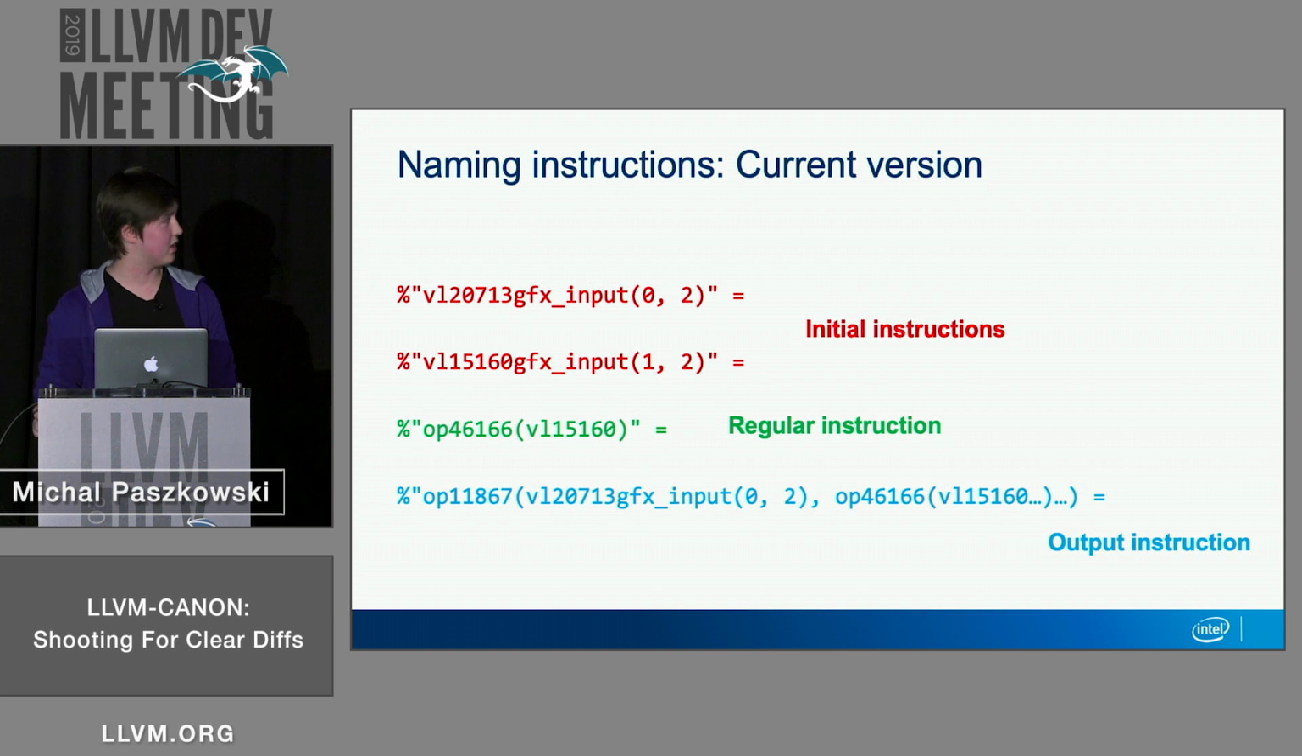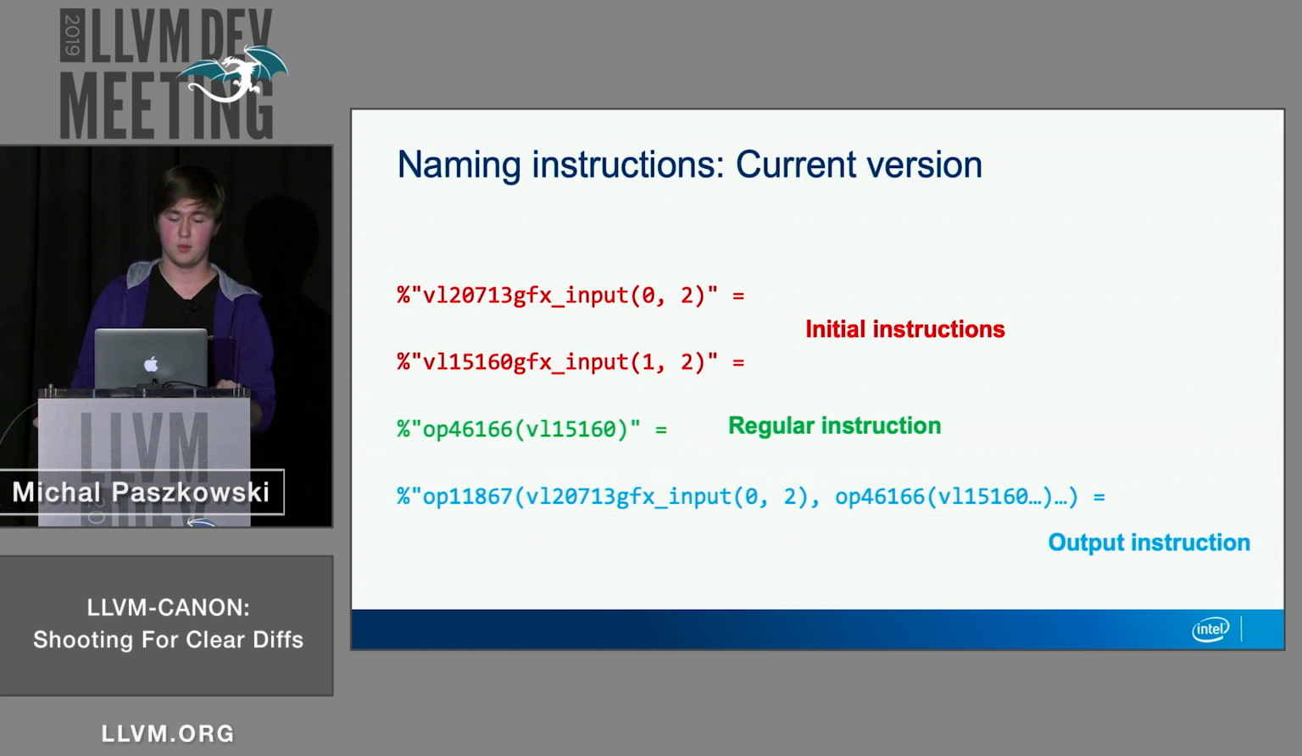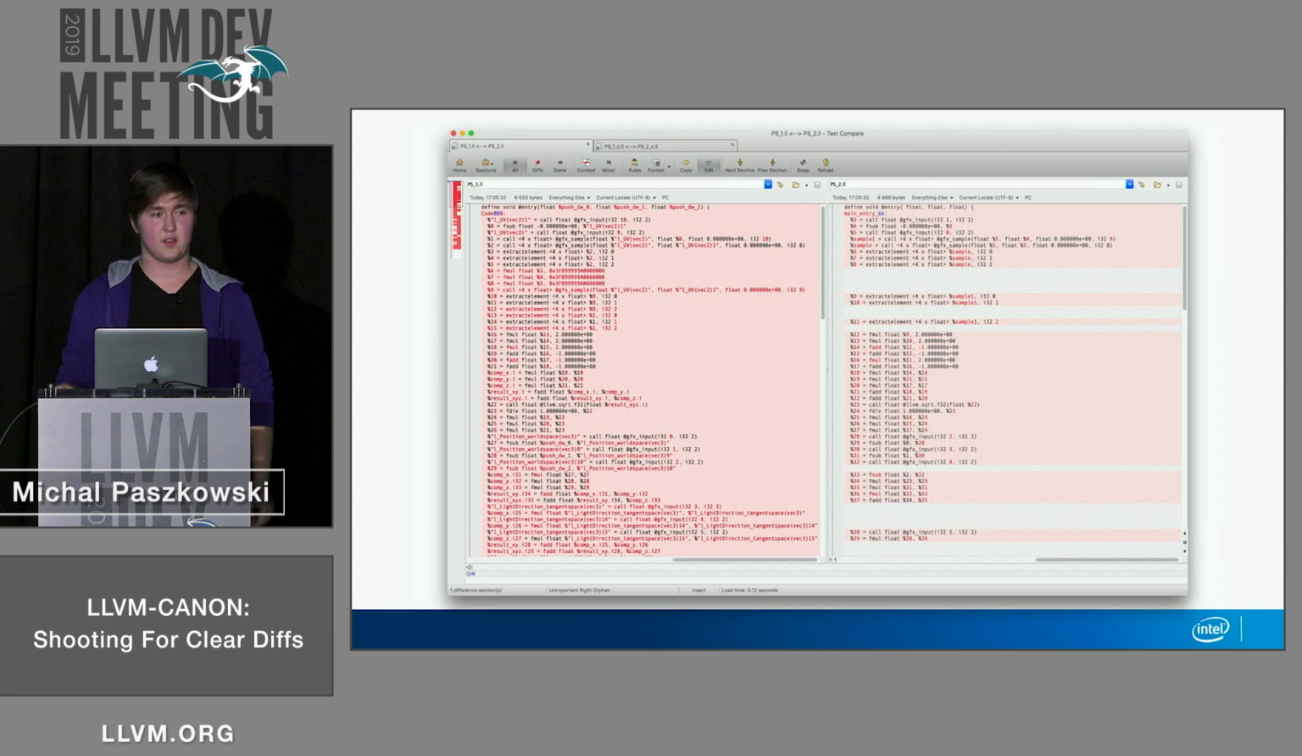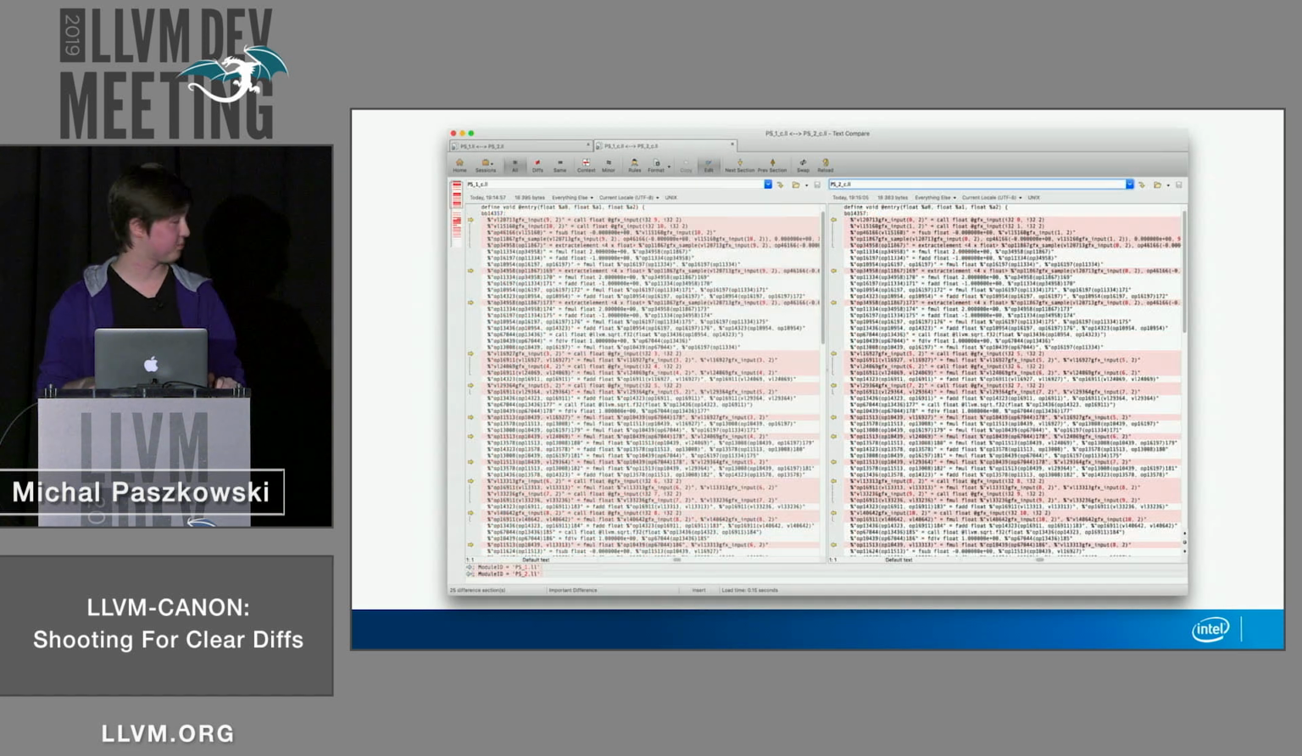So the lines in red are initial instructions. The lines in green are regular instructions, and the line in blue is the output instruction with the third naming method. This is the diff I showed you in the very beginning of the presentation. After applying all of the canonicalization techniques, we end up with a much cleaner diff, which is this one.